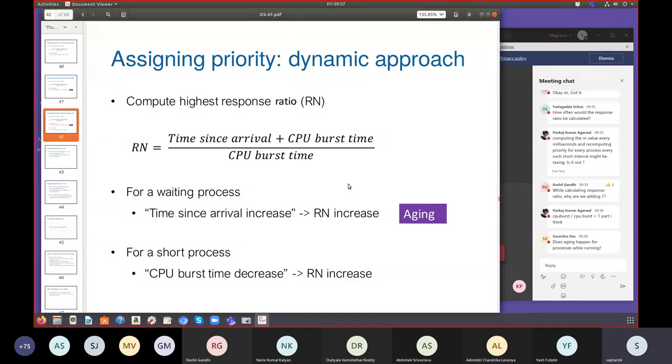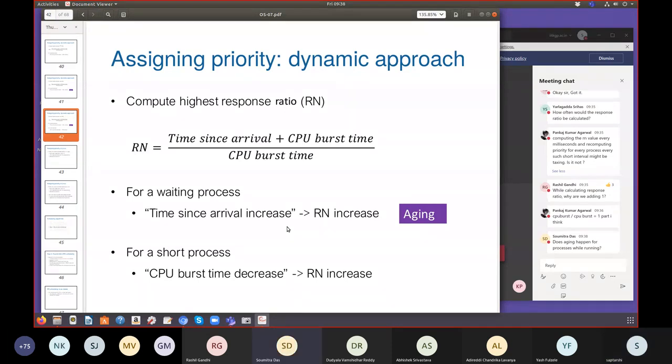Okay, and Soumitra has a question. Does aging happen for processes while running? Of course, that's the idea that the more time a process runs... No, again, I'm not sure of the question. What do you mean? Does aging happen for processes while running? Again, Soumitra, I'm not sure of the question. Can you unmute yourself and clarify?